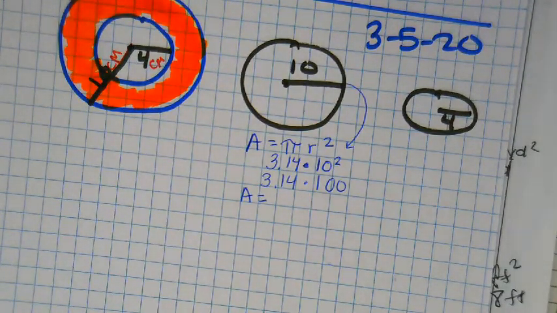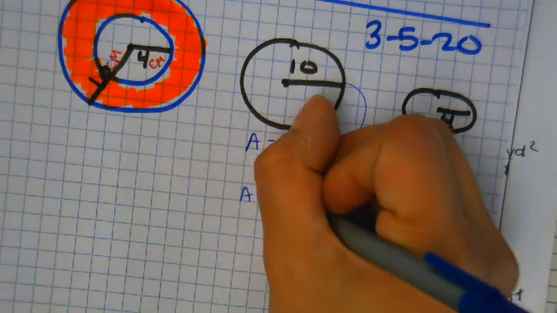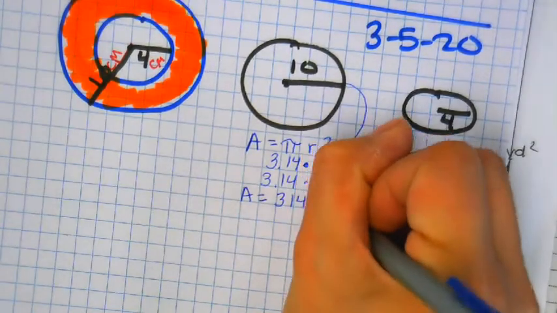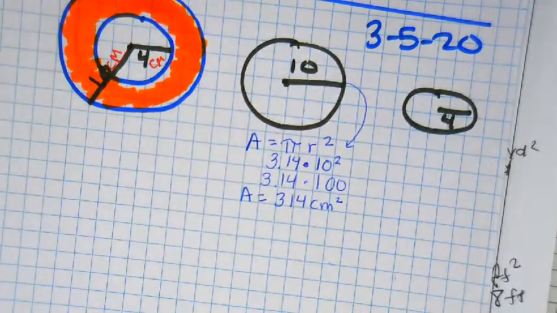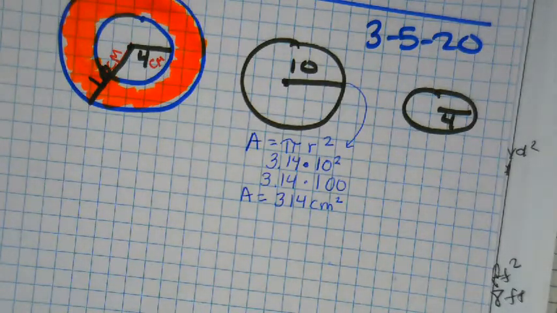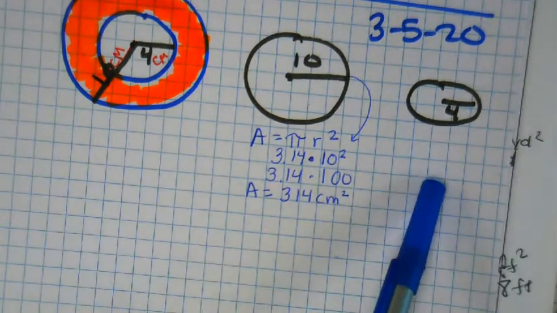So what would the area equal to for the big circle? 314 centimeters squared. Okay. What's the area of the small circle?